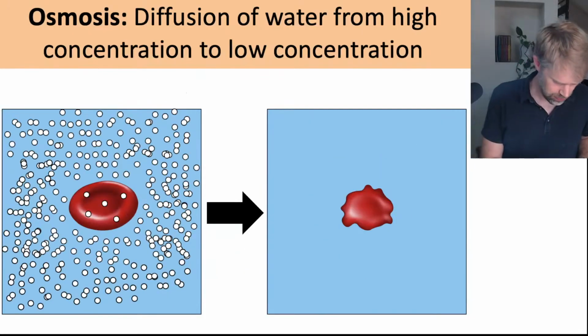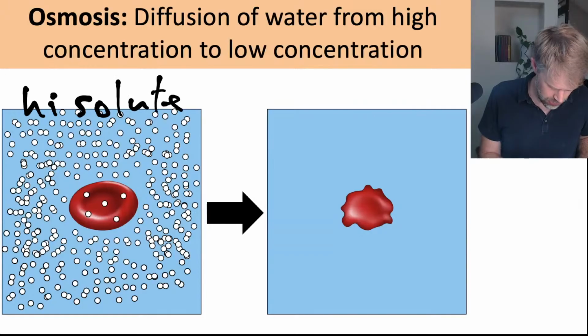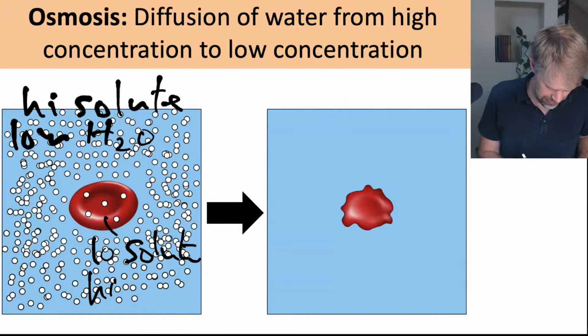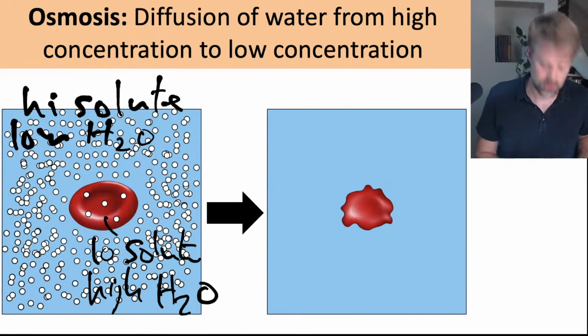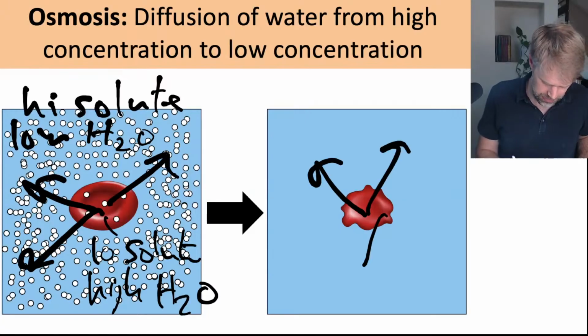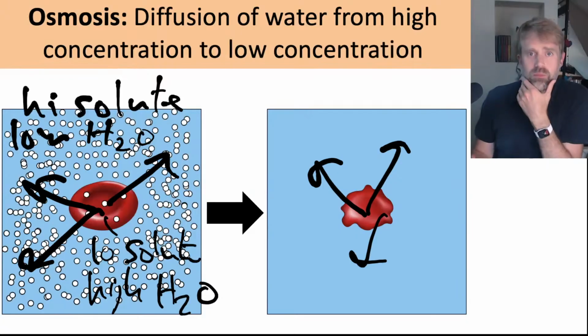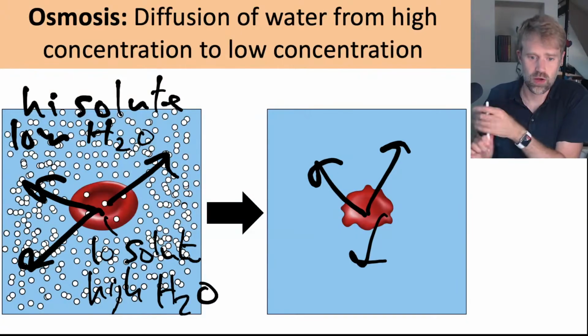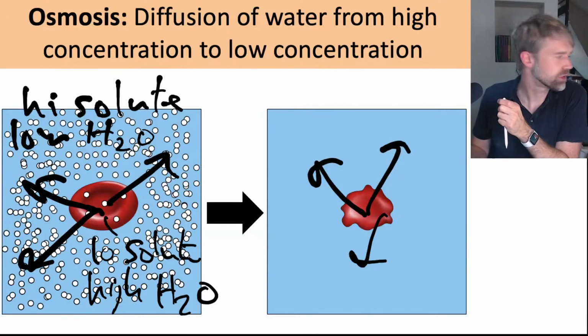Let's look over here. Outside the cell, high solute, which means that we have low water. Inside the cell, low solute, which means we have high water. How does water move in osmosis? It moves from high to low. It's going to move out of the cell. That is why the cell shrinks, because osmosis is water moving from high to low.